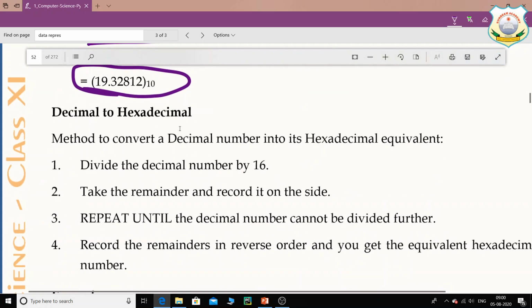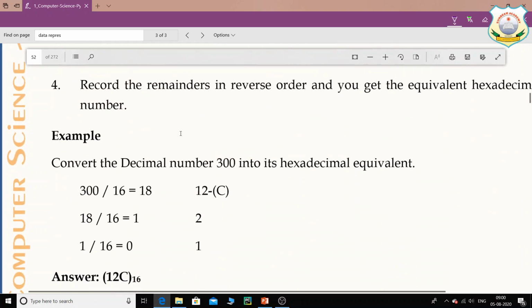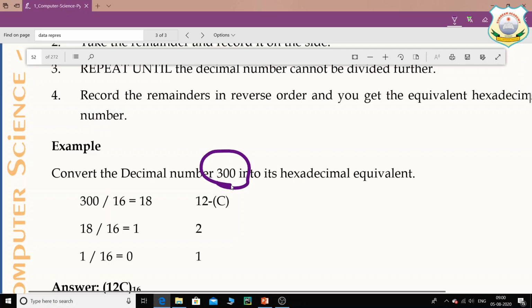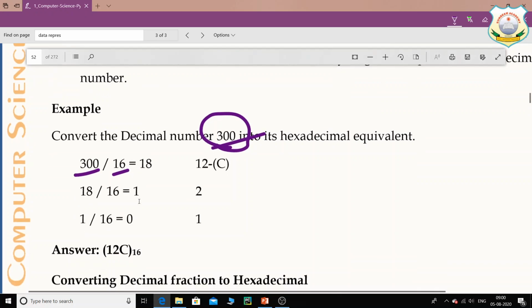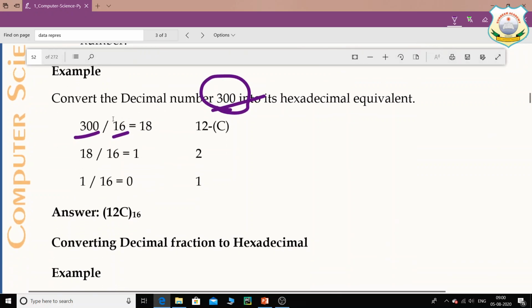Then decimal to hexadecimal. Okay, so children, this is one more thing I want to tell you, that is decimal is what? 300. So if I divide 300 by 16, please see to this, children, this is important. If I divide 300 by 16, I am going to get 18. Okay, and why have they given 12? 12C.